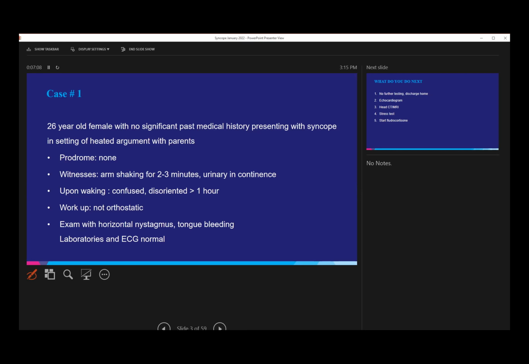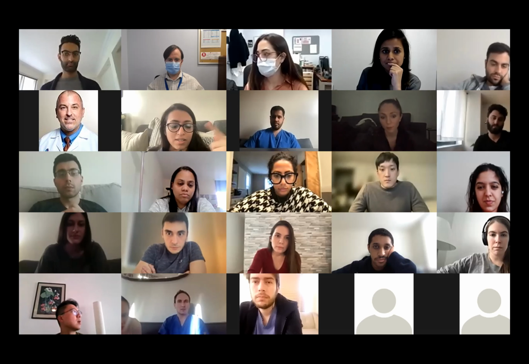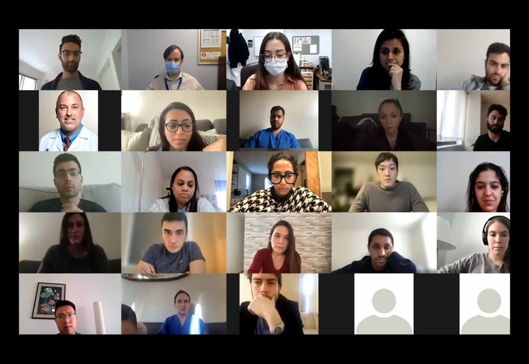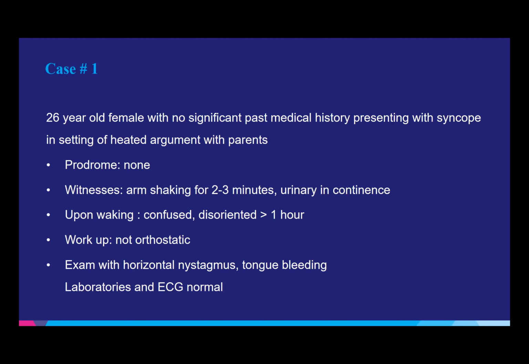Given this history of shaking and tongue bite, I'm inclined to think in terms of seizure, and I would rule that out because patients might have loss of consciousness not just because of syncope, but because of neurological causes like seizure as well.